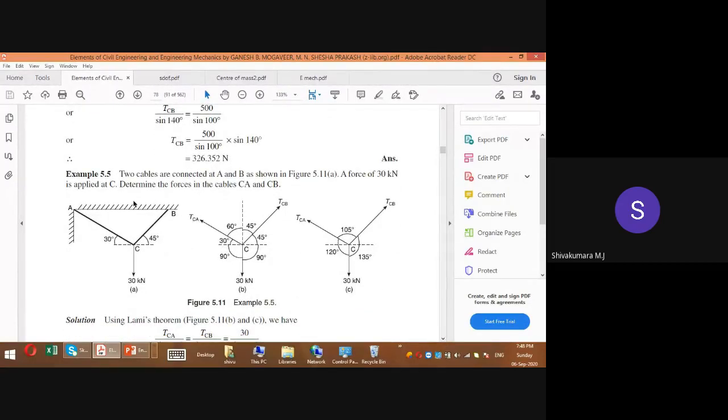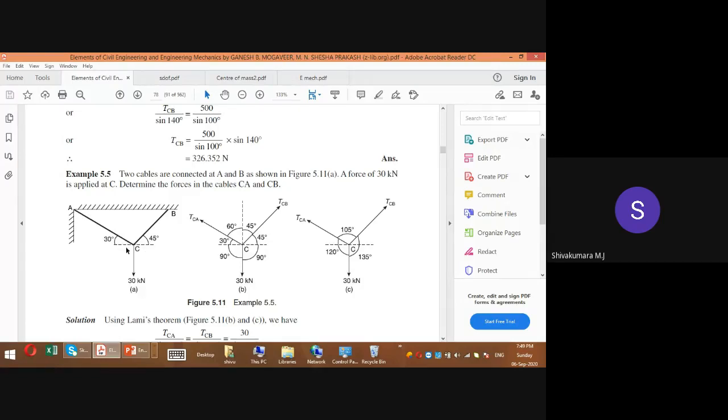You can have a look on this problem. Two cables are connected at A and B as shown in figure. A force 30 kilonewton is applied at point C. So you will have to determine the forces developed in string CA and CB. So all of you have a look on this problem statement and the sketch.